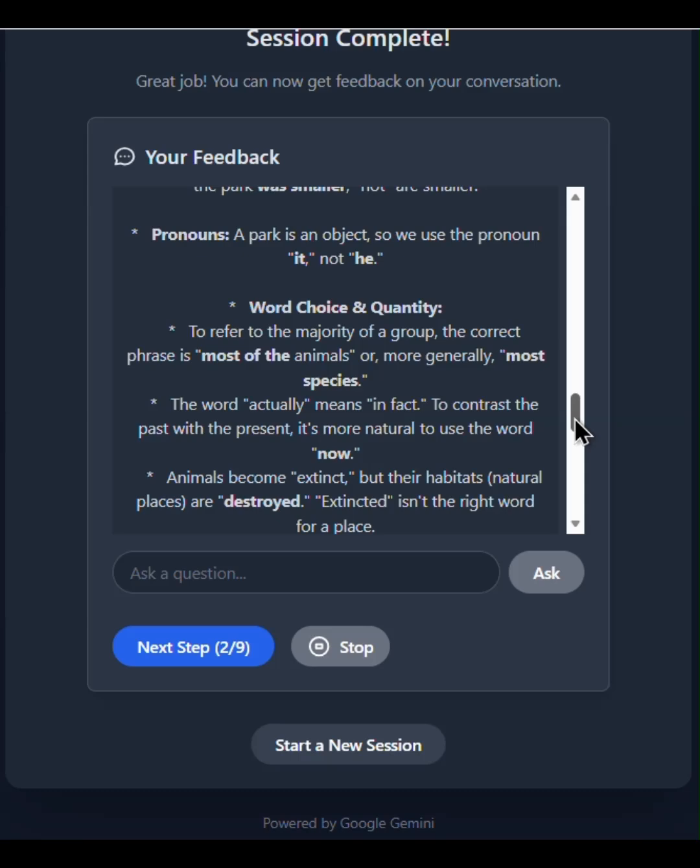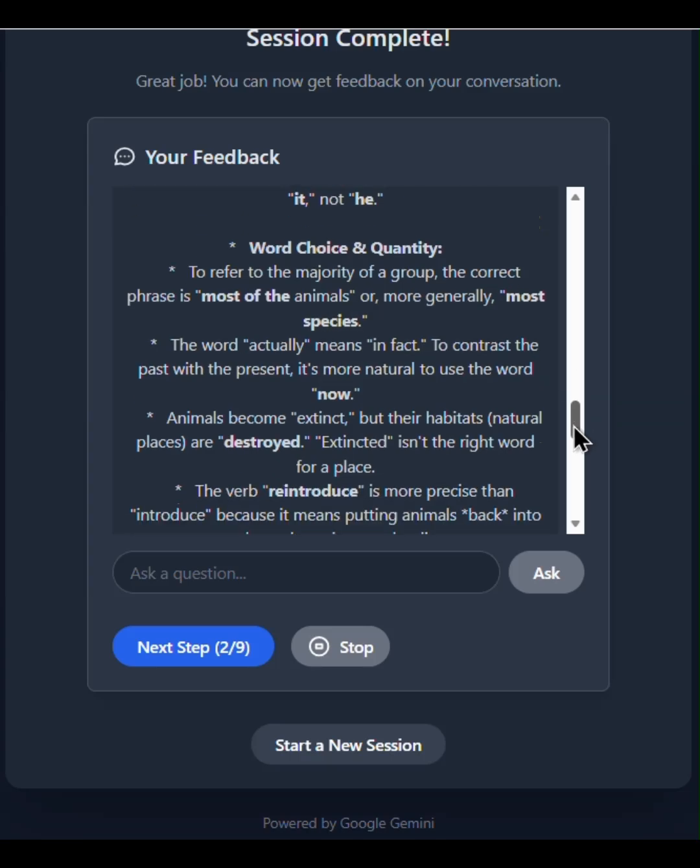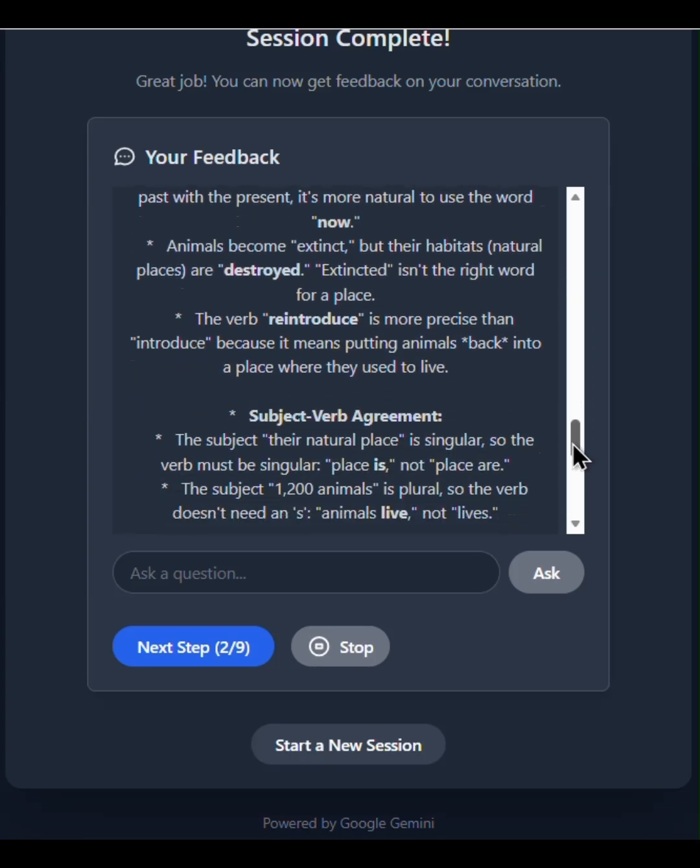Word choice and quantity. To refer to the majority of a group, the correct phrase is most of the animals, or more generally, most species. The word actually means in fact. To contrast the past with the present, it's more natural to use the word now. Animals become extinct, but their habitats, natural places, are destroyed. Extincted isn't the right word for a place. The verb reintroduce is more precise because it means putting animals back into a place where they used to live.